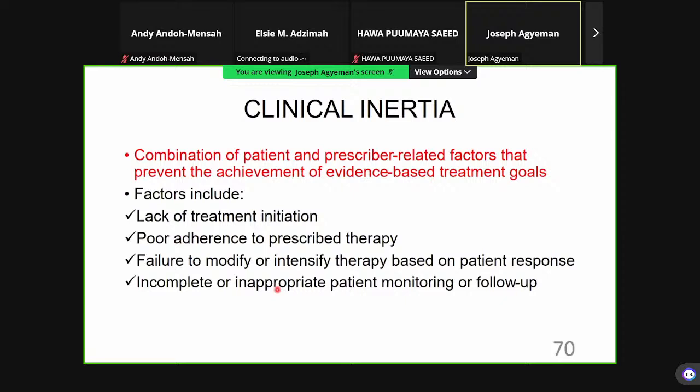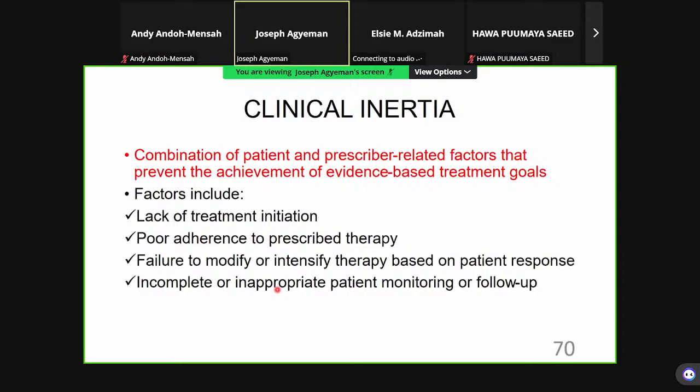Then we have this phenomenon, clinical inertia. We will finish very soon. Clinical inertia is when patient and prescriber factors affect our treatment. It prevents us from reaching our treatment goals. So if our own doing prevents us from getting our goals, then we refer to it as clinical inertia. Examples include lack of treatment initiation.